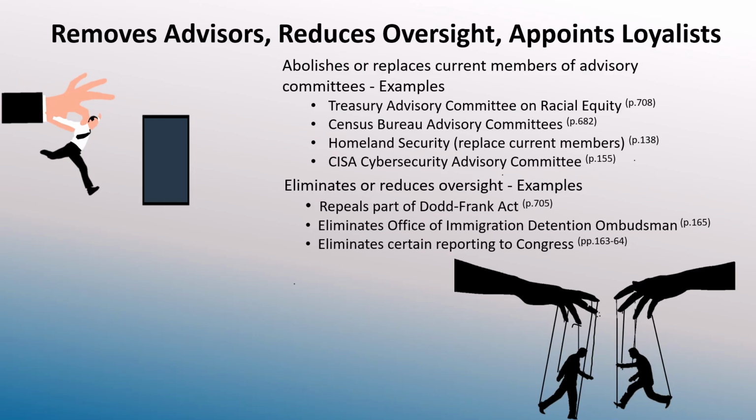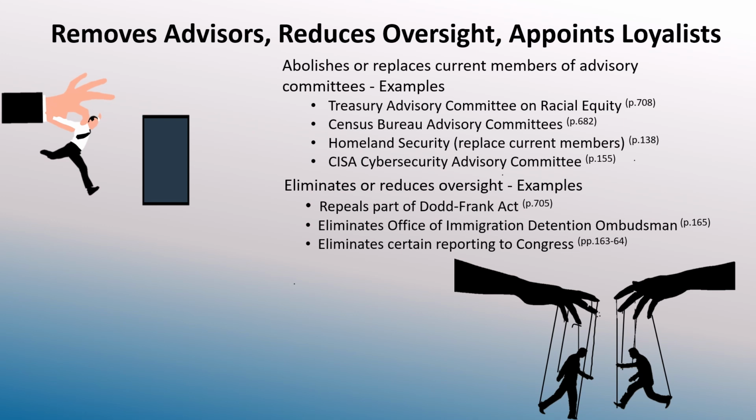Eliminating certain reporting to Congress is also called for in Project 2025. This may make it difficult for Congress to monitor the executive branch's actions to ensure compliance with laws and will also likely undermine public trust in the government.